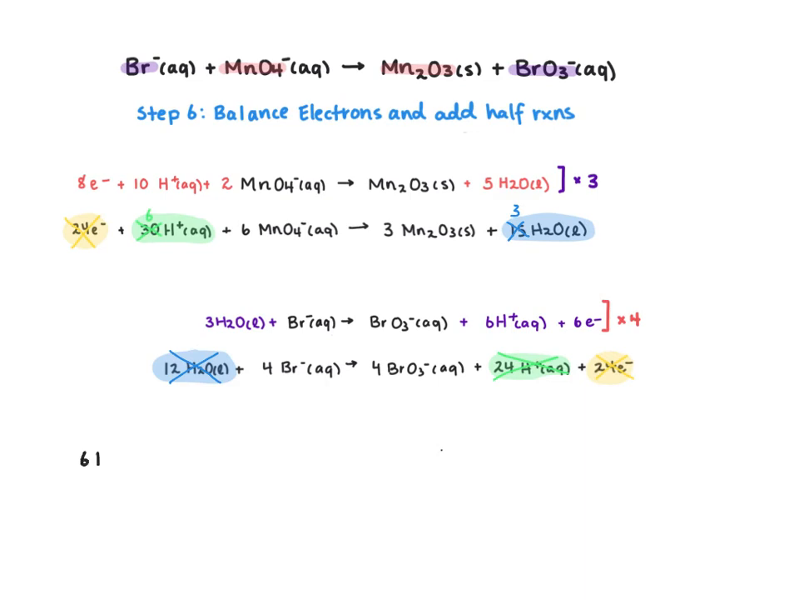So we'll have 6 hydrogen ions, 6 permanganate ions, 4 bromide ions. Those are our reactants. Our products will be 4 bromate ions plus 3 manganese 3 oxide and 3 water.